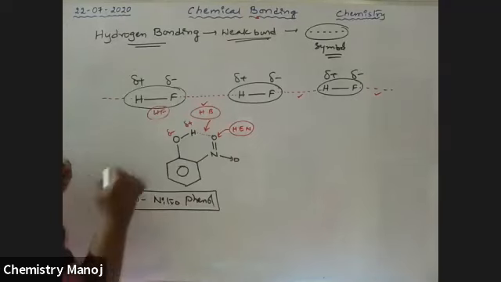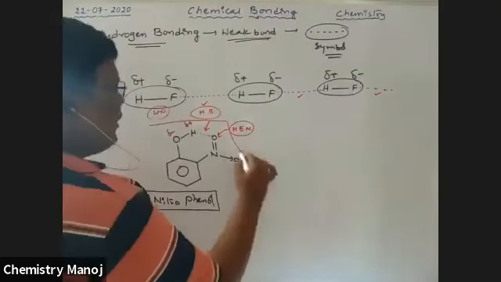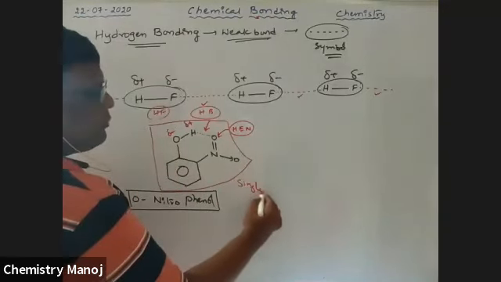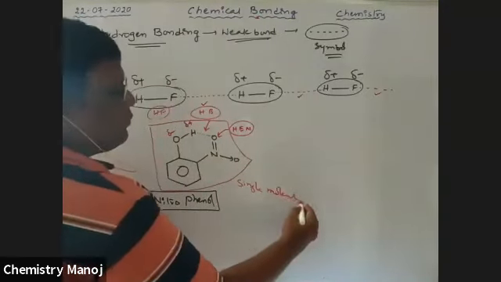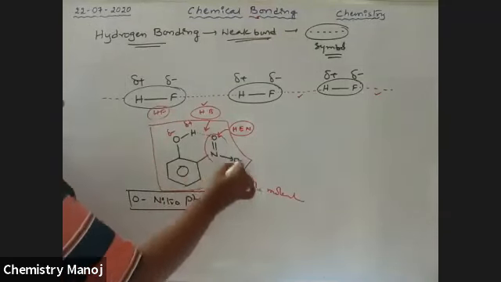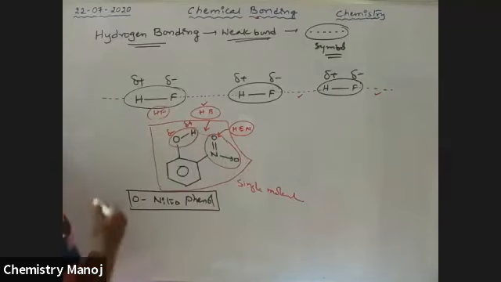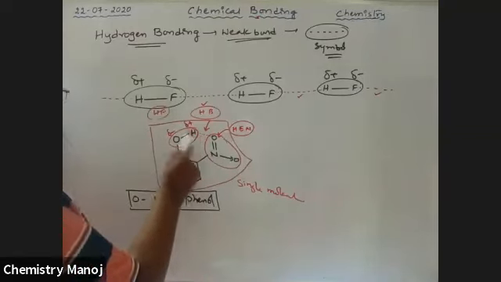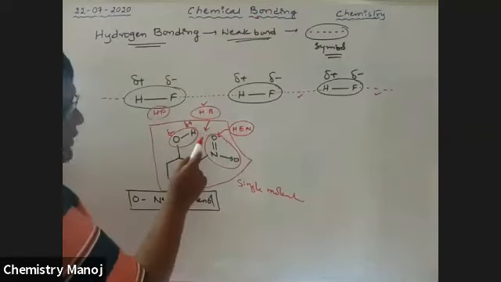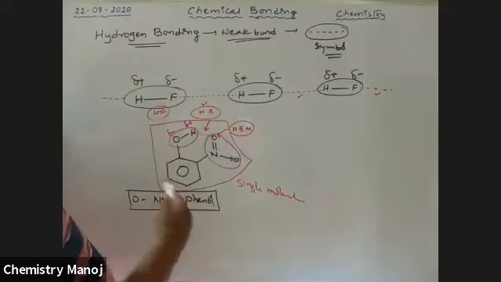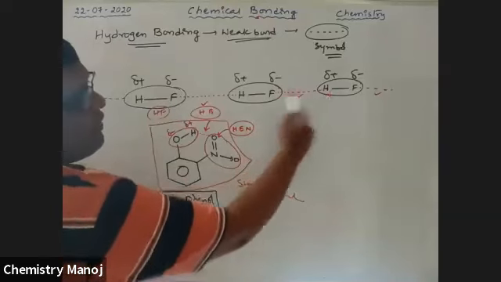See here, it is entirely the same molecule, a single molecule. But this is one group and this is another group. These are two groups of the same molecule, and between these two groups there is hydrogen bonding. That means this is the hydrogen bond formed between two groups of the same molecule. But here is the hydrogen bond formed between different molecules.